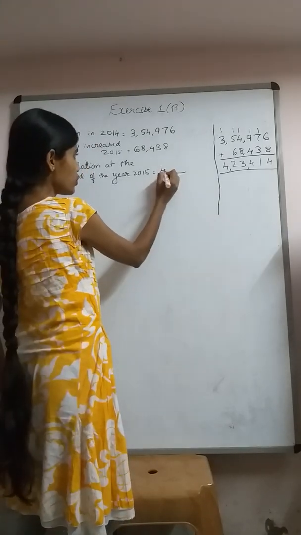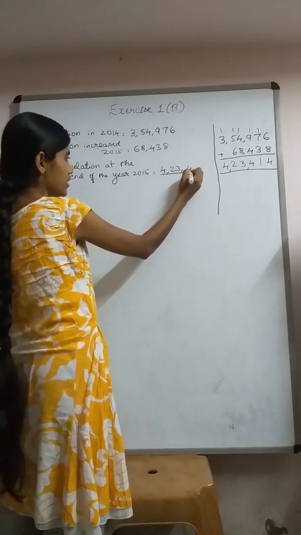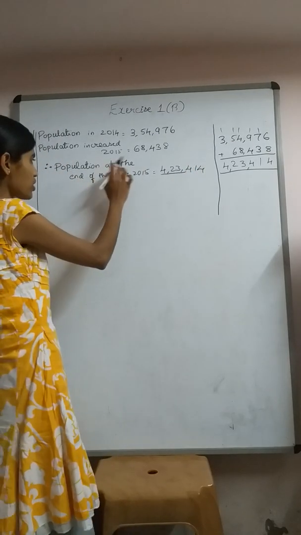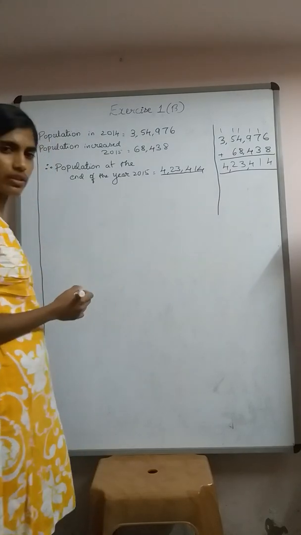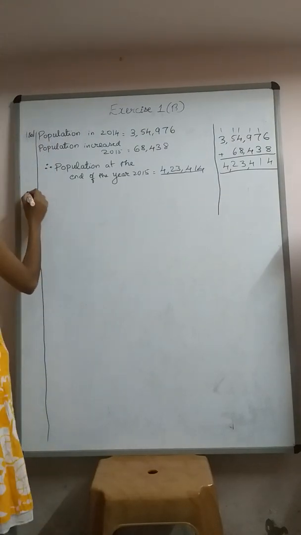Okay, now what you need to do? You need to enter here in the therefore. Therefore, population at the end of the year 2015 is 4,23,414. Next, we have the second question.